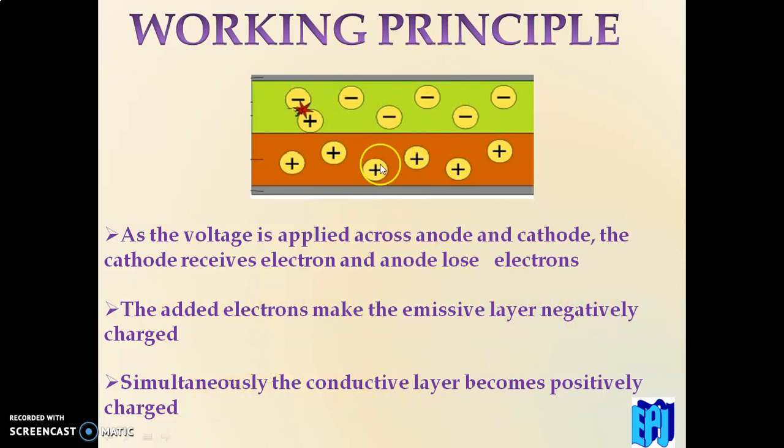Simultaneously, the elimination of electrons causes the production of holes, and those holes produce a positively charged layer, which is known as the conductive layer.